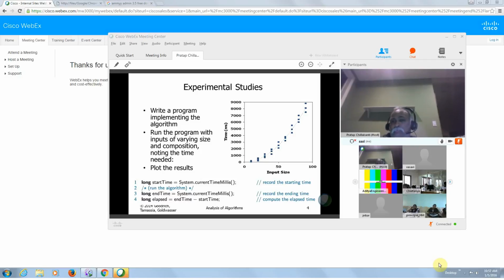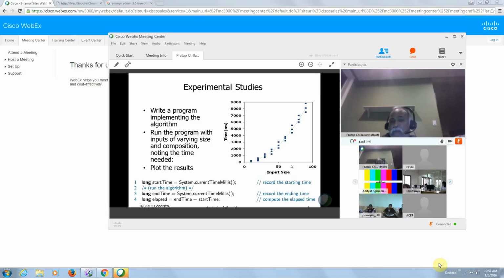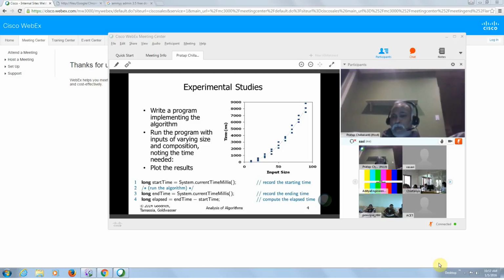So you can see here is an example of how that was done, where the input size is growing from 0 to 100 and the time in milliseconds is increasing. Typically, as the input size increases, the time increases as well. Pretty straightforward, easy concept, right? So far, so good. No one is lost yet.